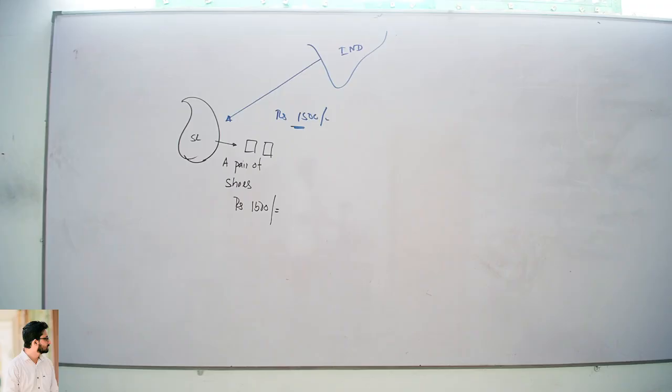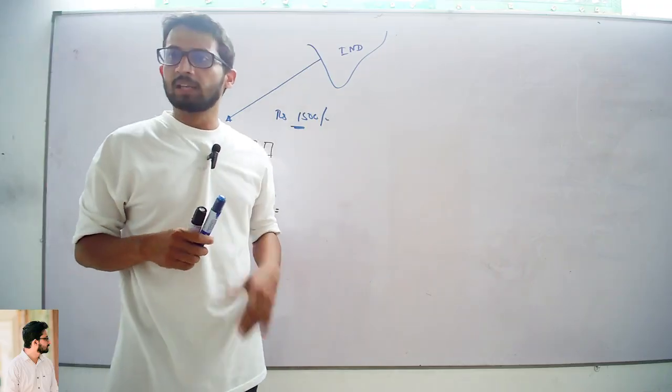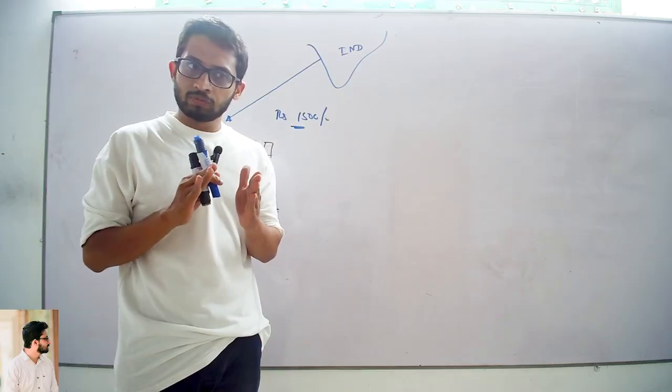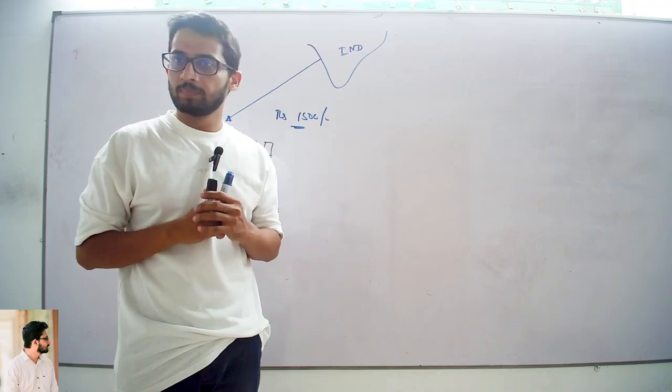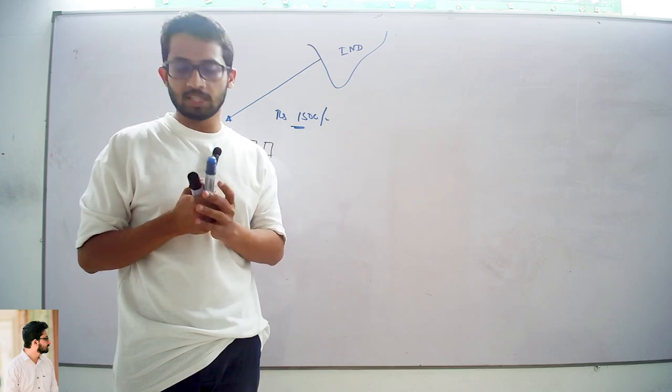Right, 1,500. Then in the Sri Lankan market, there are two types of footwear, shoes. What are the two types of shoes?